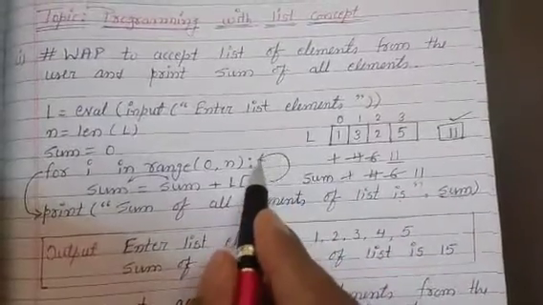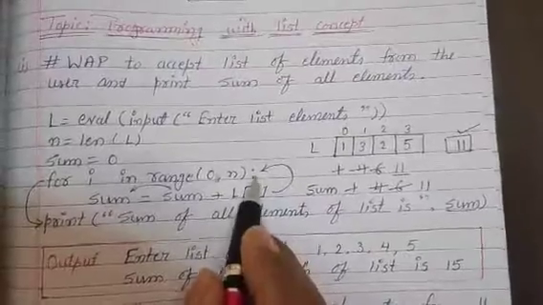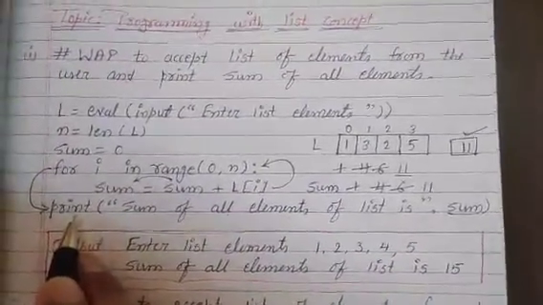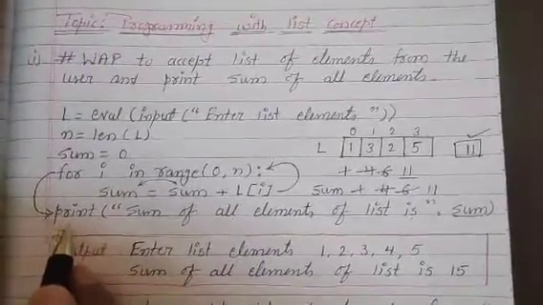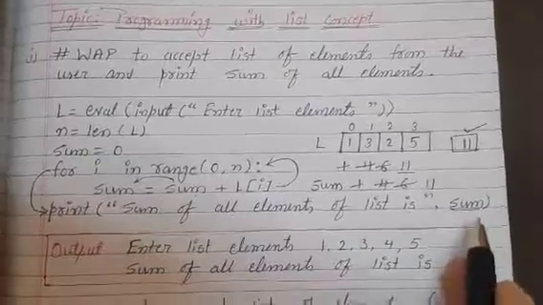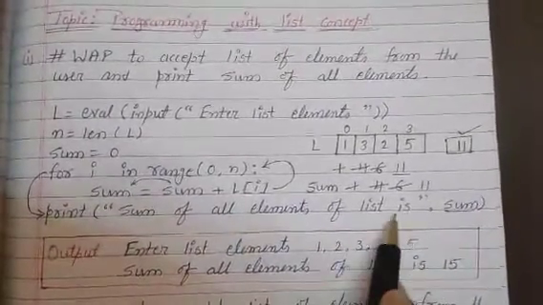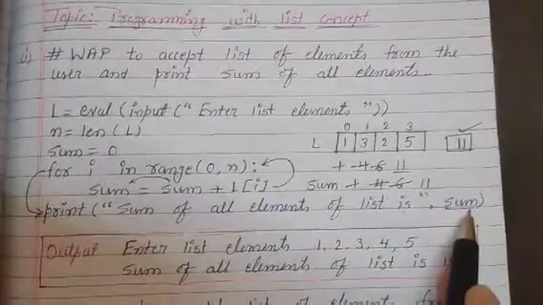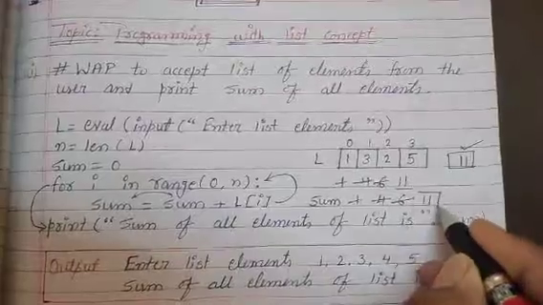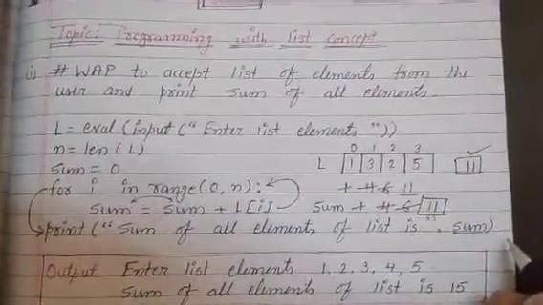Now the next index value is 4, that is the range is over. Now control transfers to outside the loop. Now outside the loop the statement is print("Sum of all elements of list is", sum). The value of sum is 11, so the sum of all elements of the list is 11. Now the final value of sum is 11. This value is displayed.